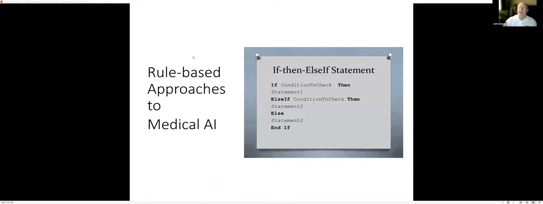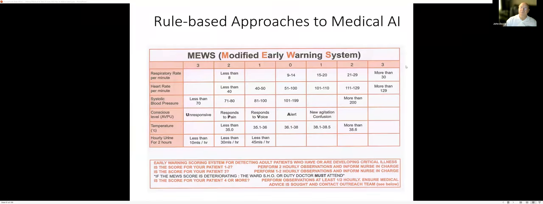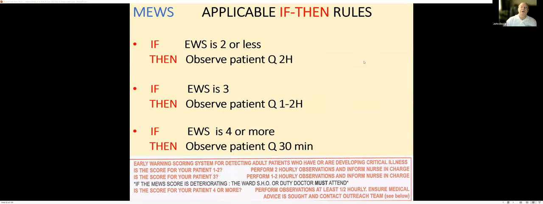So if-then-else statements are often used in rule-based approaches to AI, as seen on the right, and many of you are already familiar with if-then-else statements in computer coding. Here's an example of code written in C. This applies with an Arduino, just showing that if something is present, then do this, otherwise do something else. So in the rule-based approaches to medical AI, to go back to the modified early warning system, you can see there are some rules. If the early warning score is 2 or less, observe the patient every 2 hours. If it's 3, observe every 1 to 2 hours. And if it's 4 or more, observe the patient every 30 minutes.